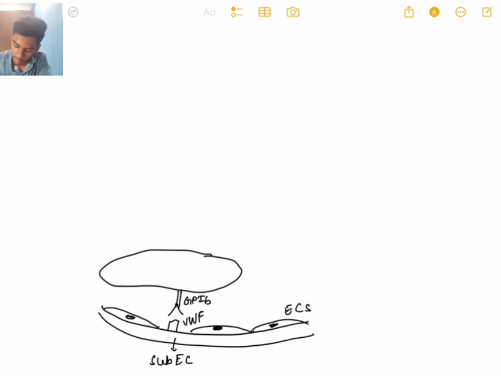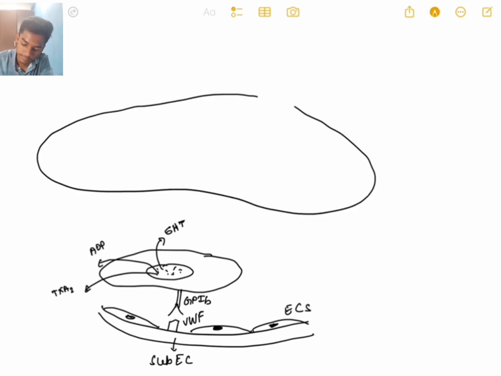So this platelet has vesicles. There will be exocytosis of these vesicles. It will release its content. What are its contents? 5-HT, ADP and thromboxane A2. Now consider this another platelet.